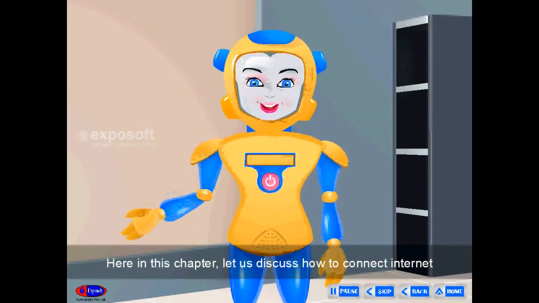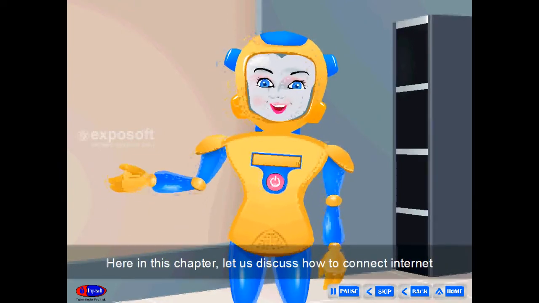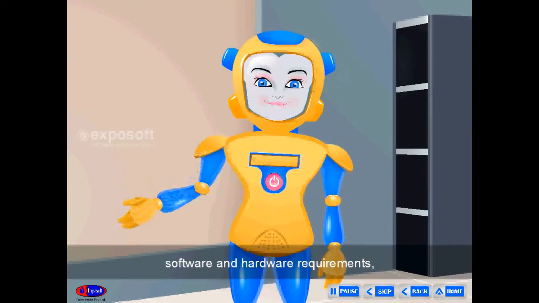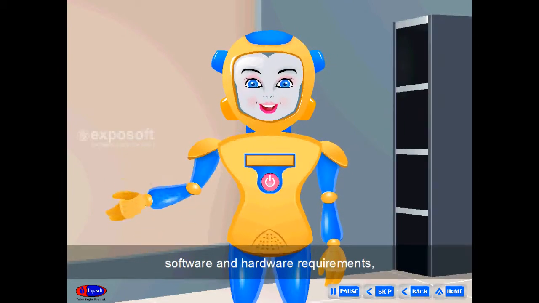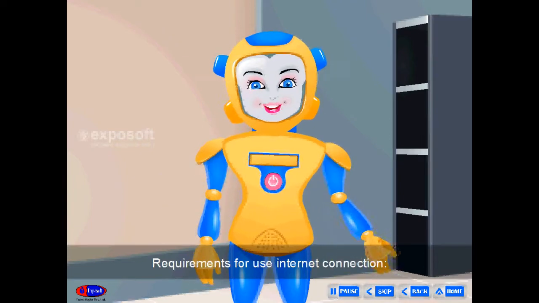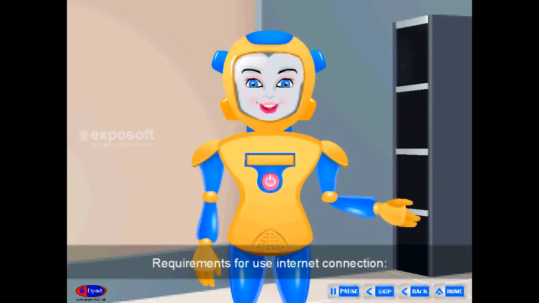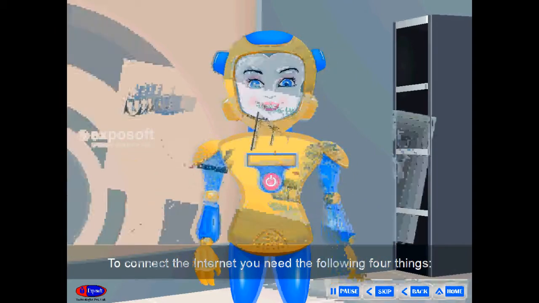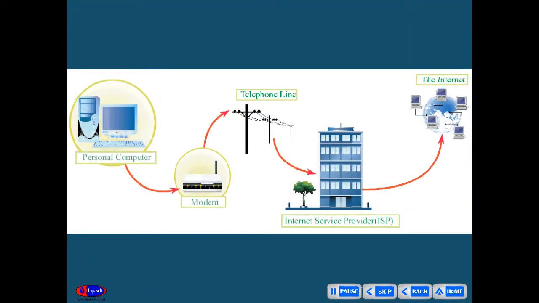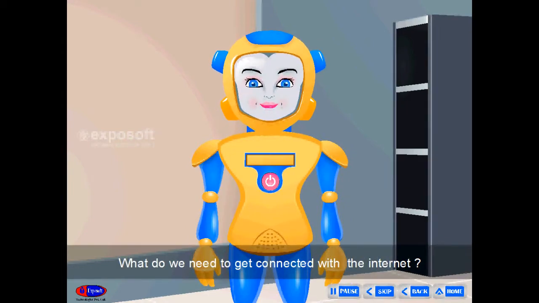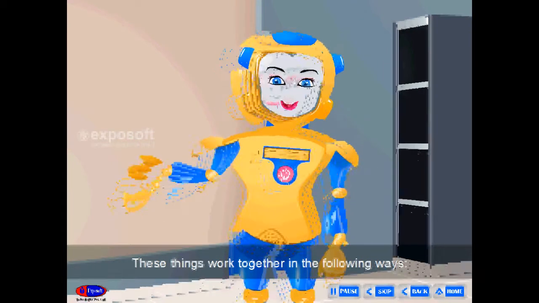Here in this chapter, let us discuss how to connect Internet, that is, Internet service providers, softwares and hardware requirements, configuring Internet connection, etc. Requirements for use Internet connection. To connect the Internet, you need the following 4 things: personal computer, telephone connection, modem, Internet connection. What do we need to get connected with the Internet? These things work together in the following ways.